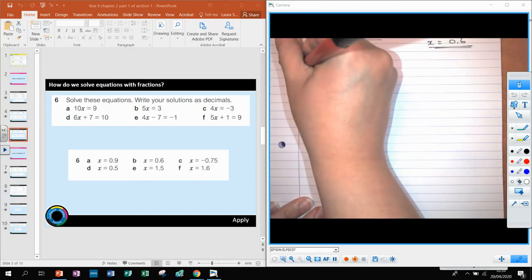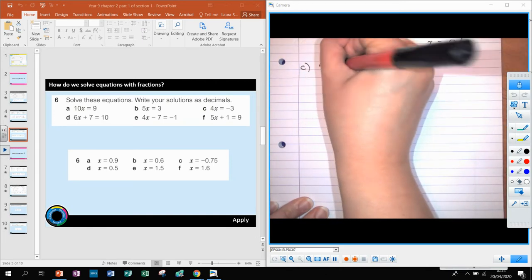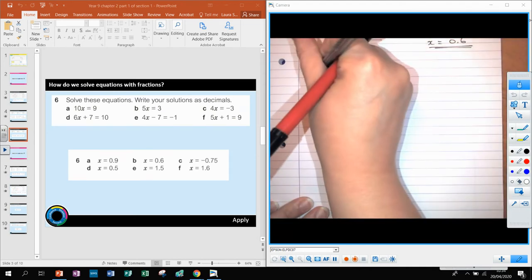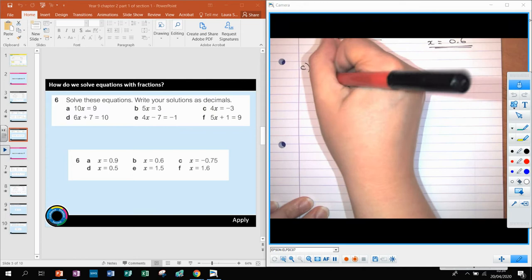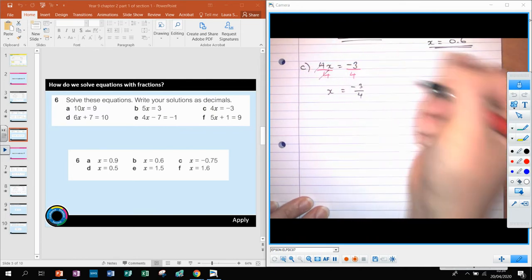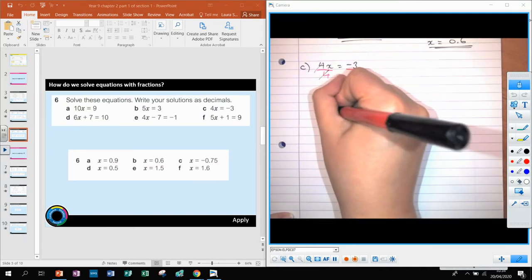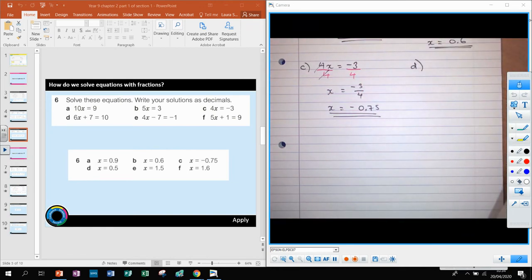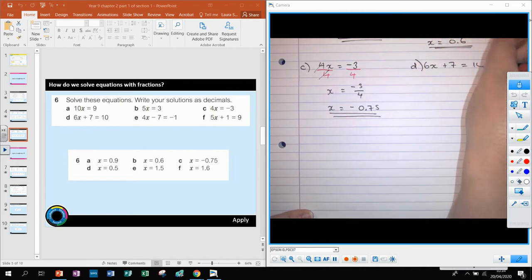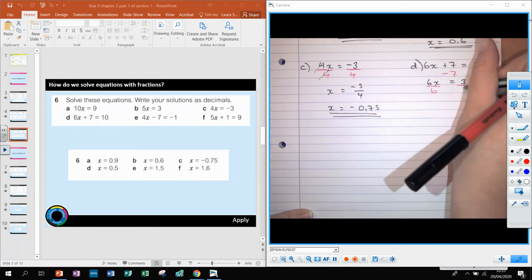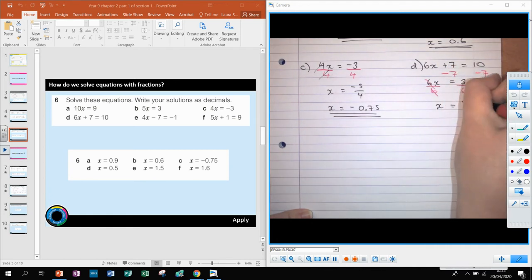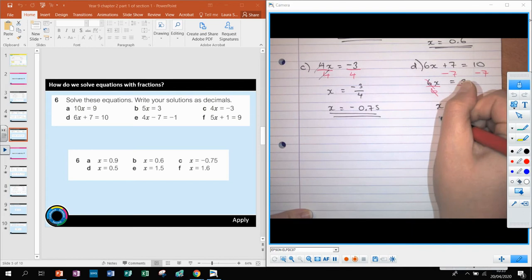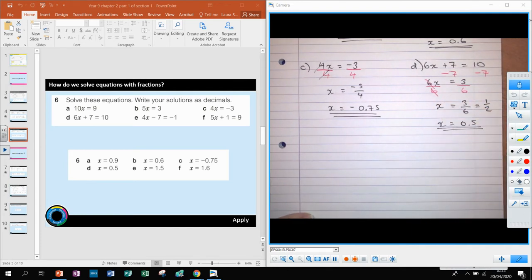Let's look at C. So for C, we have 4x is equal to -3. We're going to divide by 4. So x is equal to -3/4. Well, 3/4 is 0.75, but in this case, it will be -0.75. For part D, we have 6x plus 7 is equal to 10. We're going to take away the 7 from both sides. 6x is equal to 3. We are then going to divide both sides by 6, which means that x is equal to 3/6, or 1/2. But our final answer needs to be 0.5 because we've been asked for the decimal version.